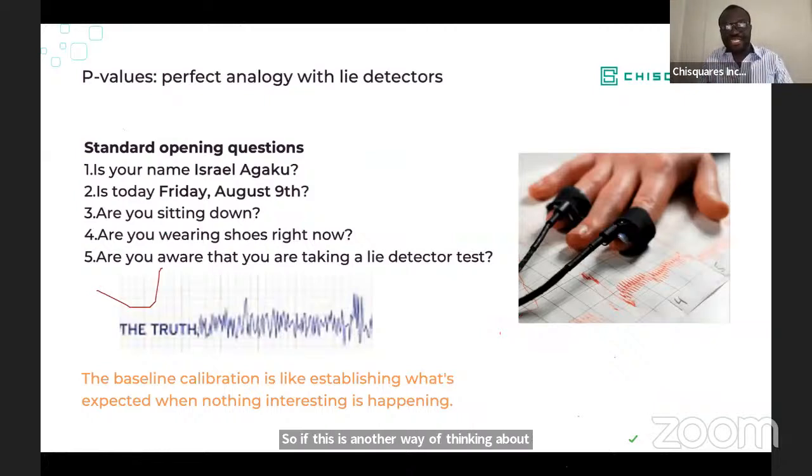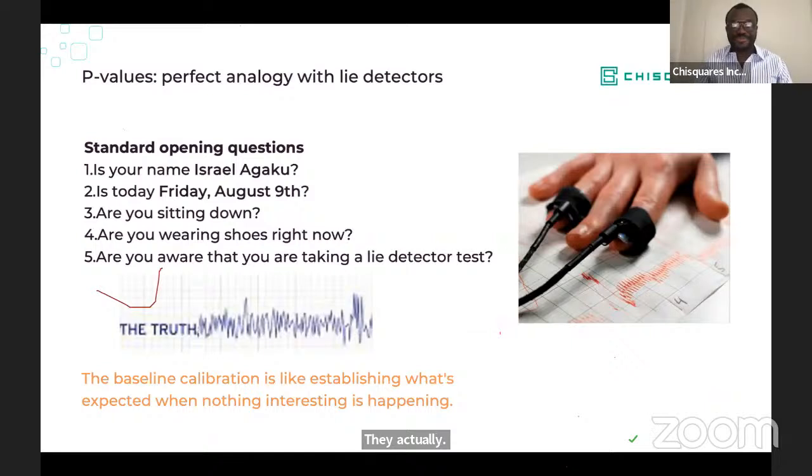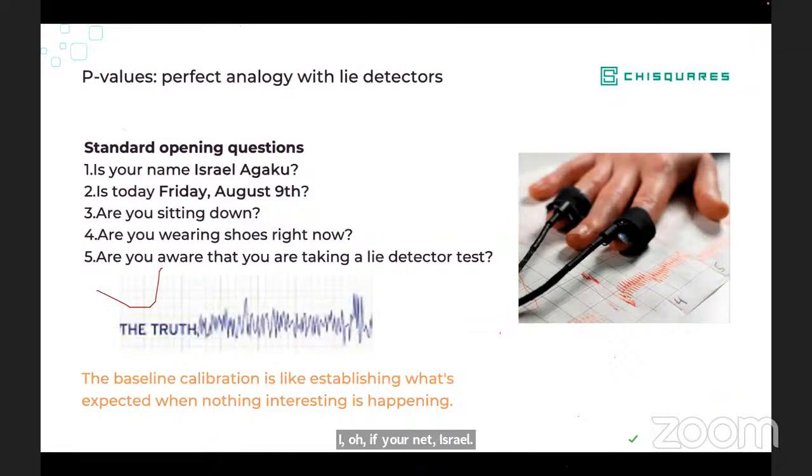So this is another way of thinking about p-value. You can think of it as a lie detector test. When you take a lie detector test, I have never taken one, but I've watched in movies. They ask you some opening questions first, right? Like, oh, is your name Israel Agaku? Is today Friday, August 9th? Are you sitting down? Are you wearing shoes right now?